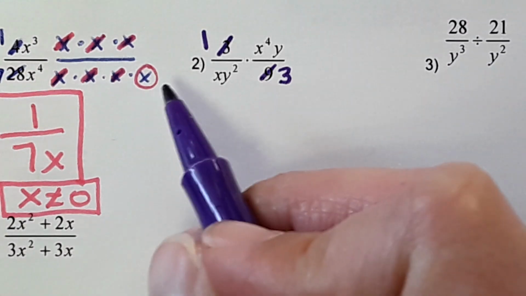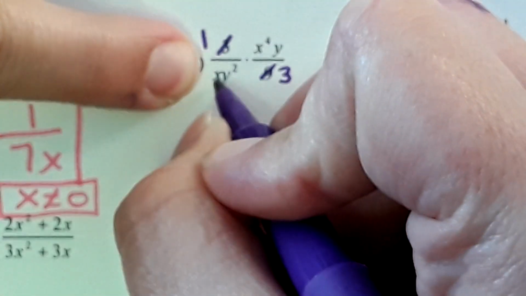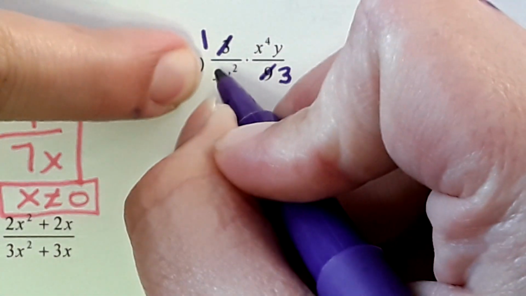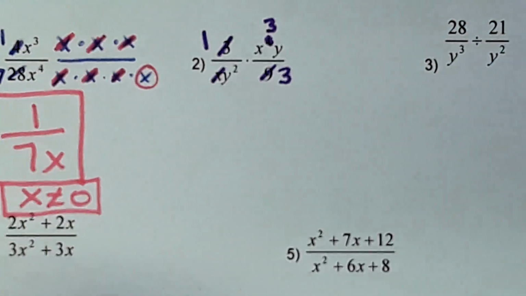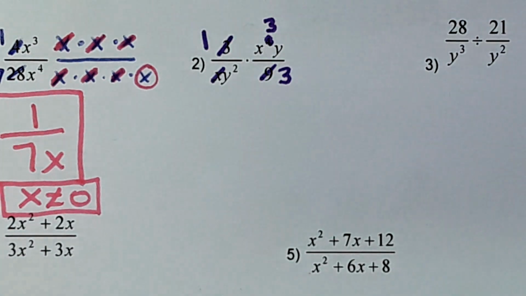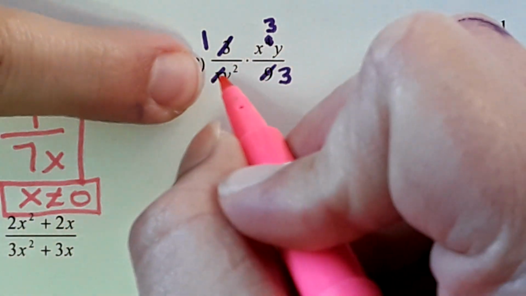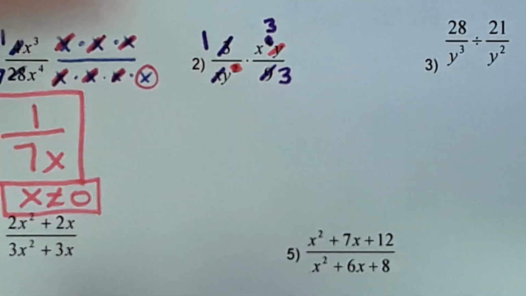Then we have x's on top and bottom, so some of those x's can cancel. So this here, we have 4 x's up here and 1 down here, so 1 will cancel right here, and then this becomes 3 x's left over. And then y squared and y, I'll just switch to a different color so it's not confusing. 1 y cancels here, and then there's 1 y left here.